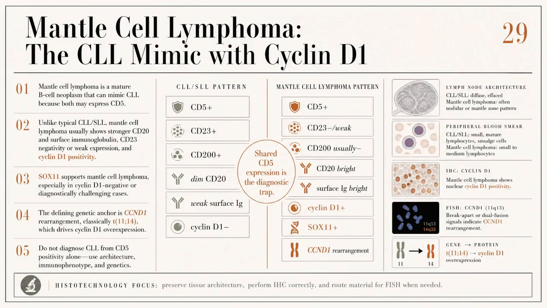In summary, mantle cell lymphoma exemplifies the complexity of mature B-cell neoplasms, where immunophenotypic overlap with entities like CLL demands a multimodal diagnostic approach integrating histology, immunohistochemistry, flow cytometry, and molecular genetics. Mastery of these diagnostic tools and an understanding of their technical nuances are fundamental for histotechnologists supporting lymphoma diagnoses. With this foundation, we will next explore diffuse large B-cell lymphoma, the most common aggressive non-Hodgkin lymphoma, which presents its own distinct challenges in morphology and laboratory evaluation.